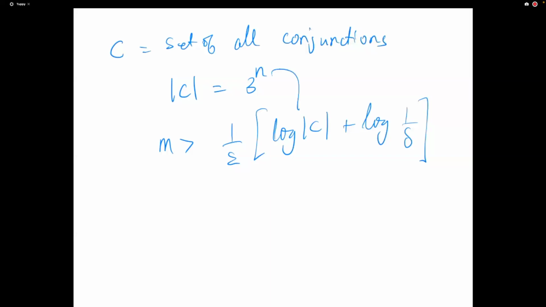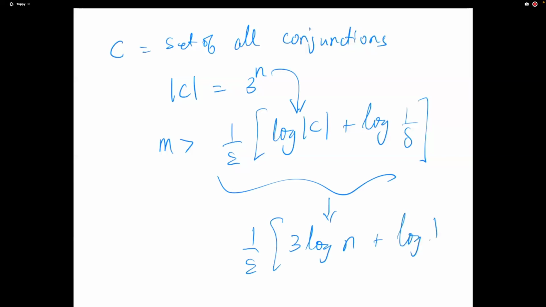So if we plug in size of C here, this becomes 1 over epsilon times 3 log n plus log 1 over delta. And this quantity is polynomial. In fact, it's linear in 1 over epsilon, logarithmic in 1 over delta. Did I get this right? No, it's the other way around. It's n log 3, so it's linear in n.